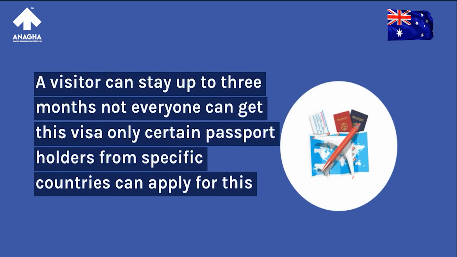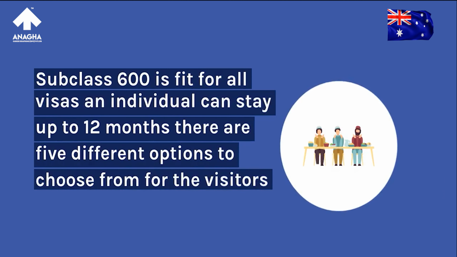The 601 visa allows you to stay for up to 12 months with 3 months at a time for multiple visits, so you can come for leisure or business every year. A visitor can stay up to 3 months. Not everyone can get this visa, only certain passport holders from specific countries can apply for this.